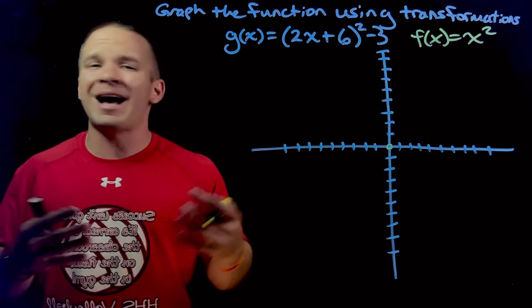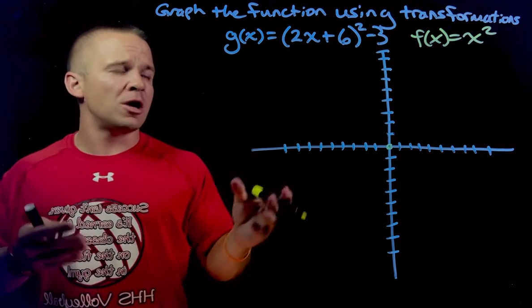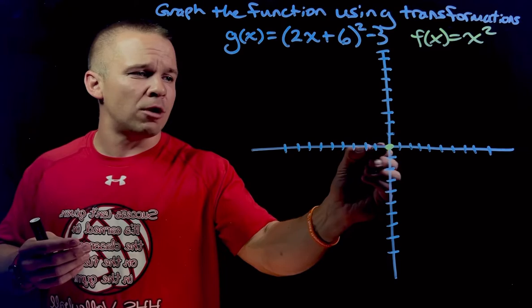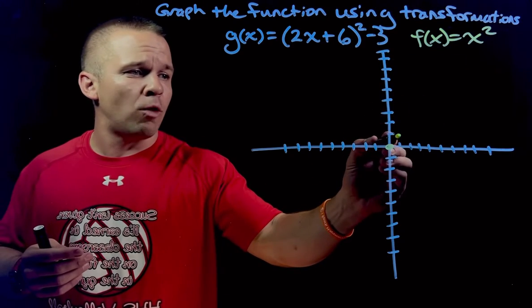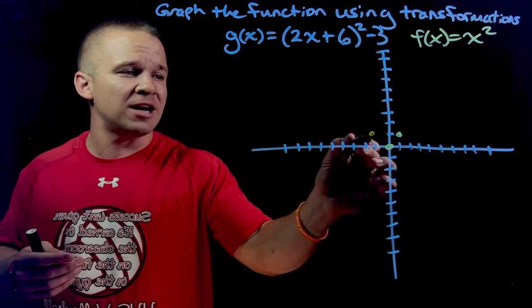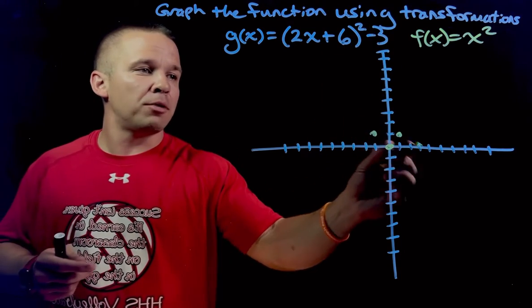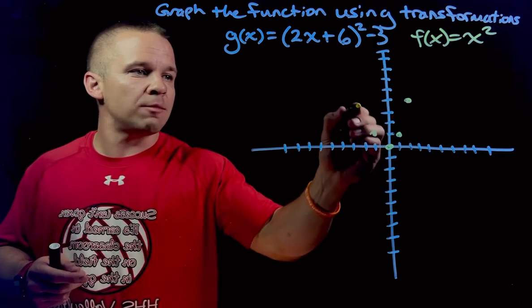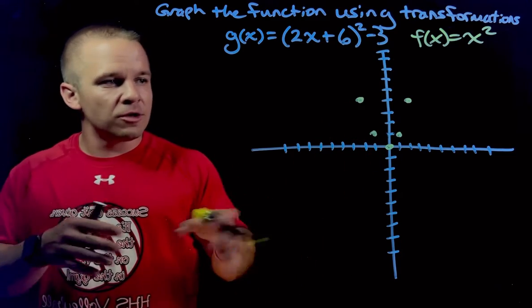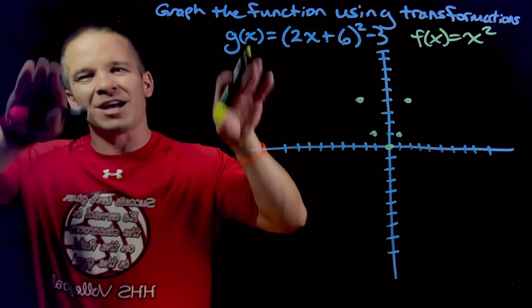Let's go ahead and plot some points for my parent function. Well, if I plugged in 0, I got 0. If I plugged in 1, I get 1. And the same would go if I plugged in -1. I might have some symmetry going, right? That's my axis of symmetry there. And then if I plugged in 2, I'd get 4. And the same would go with -2. Okay, so those are my points of my parent function. I'm not going to actually connect the dots.